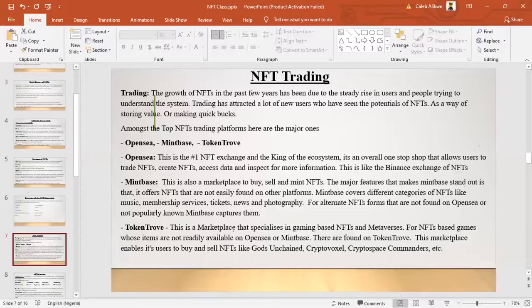Sorry for that. Trading. The growth of NFT in the past few years has been due to the steady rise in users and people trying to understand the system.